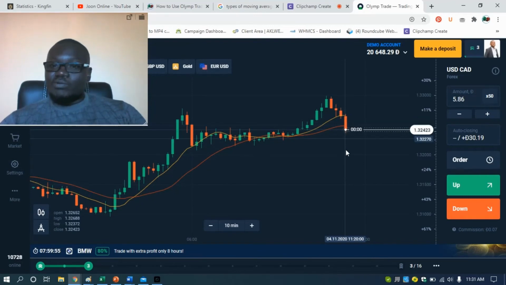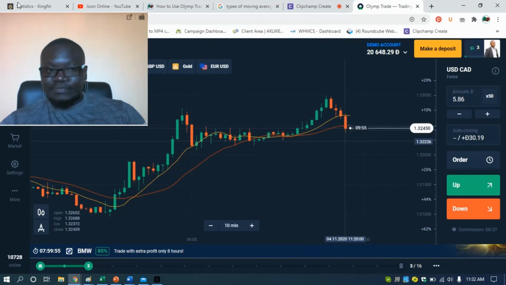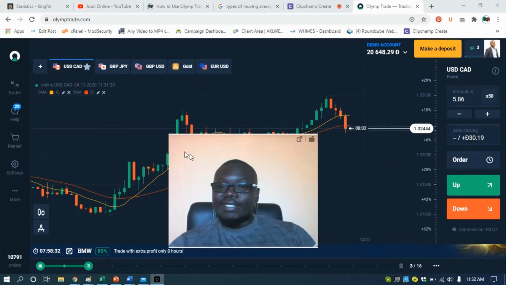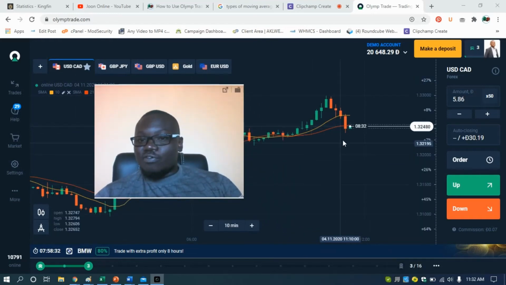The candlestick that we were waiting for has just finished its formation, and prices have been able to move below the two SMAs. So if you want to trade on this market at this time, the pair that we are currently at is the USD Canadian. So if you want to trade on the USD Canadian, then wait for the next signals.